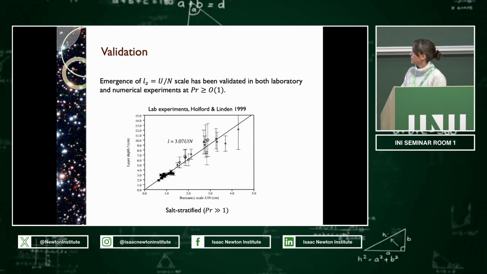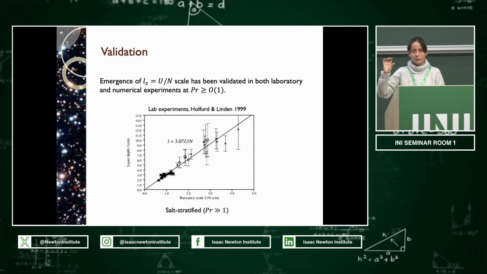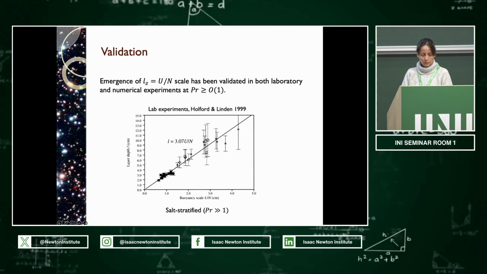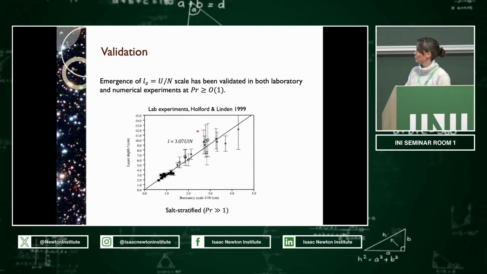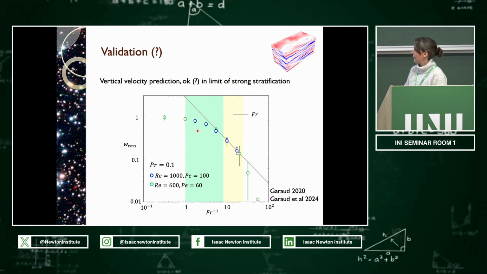So these are, again, these experiments by Caulfield and Linden. They measured the emergent layer scale as a function of U over N. So this is U over N on this axis over here. This is the layer depth, and you can see this beautiful linear relationship where this vertical layer depth is just 3 times U over N. Again, almost too good to be true, but it really works. In terms of the RMS velocity, the prediction was that the RMS vertical velocity should be going like Froude.